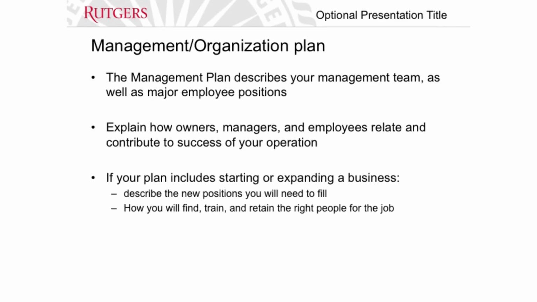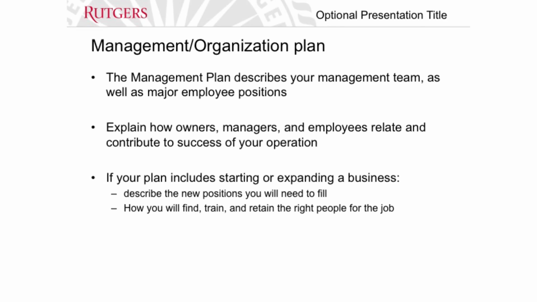So the management plan, as I said, describes your management team as well as major employee positions, right? So at this point, you already know exactly what you need to get done. So you already know the different, I'm going to say, jobs that you need to get done, right? In terms of production, you need to have this in the ground at a certain time, and all the different ins and outs of that. Or if it's marketing, you know all that already. Now, who's doing this work? So that's what we're looking at.